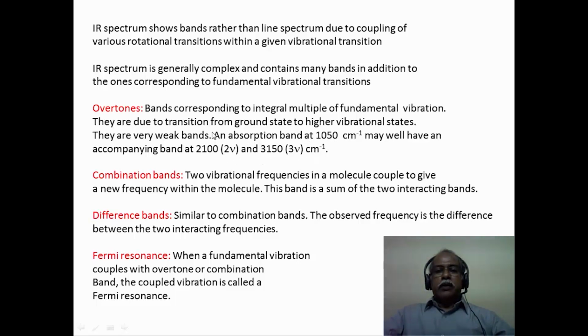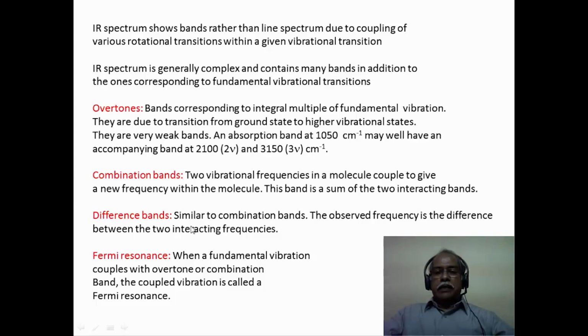This is essentially due to the transition from the ground state to the higher vibrational state, which is generally forbidden, but there are mechanisms by which this can happen, and that is why you see the second harmonic and the third harmonic vibration. Suppose two vibrational frequencies are there in a molecule; they can couple to give a new frequency under certain conditions. Not all the time will two frequencies couple to give a third frequency, but there are conditions under which two vibrational frequencies of a molecule can give a new frequency within the molecule. This band is called the sum of the two interacting frequencies, or the combination band.